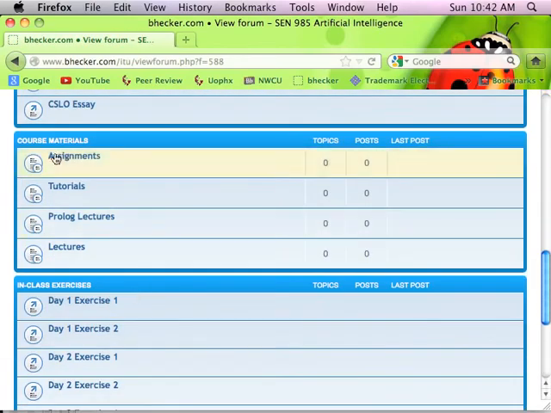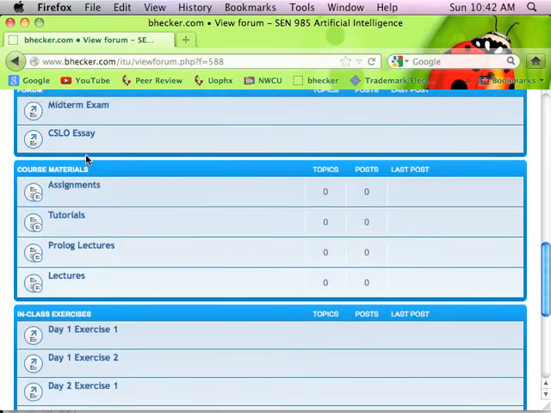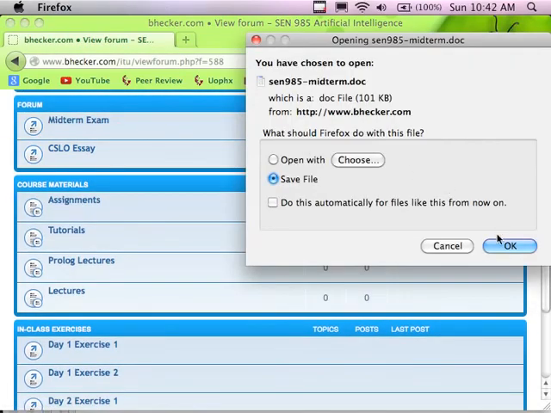So if you take a look at the bhecker.com website, you'll see in the artificial intelligence category, down here where it says assignments, you'll see the assignments. The midterm exam is clickable. You'll see it. It's also in the EMS. The due dates are set for November 8th.